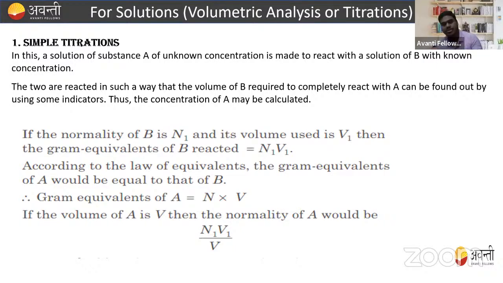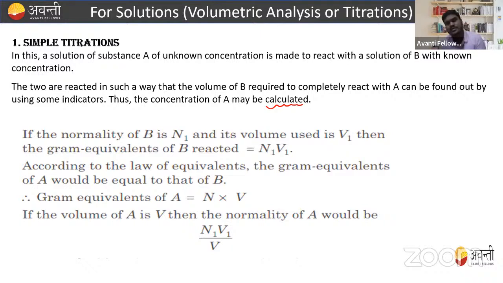It means there are two solutions, and one of them has a known concentration, while for the other we don't know the concentration. The two are reacted in such a way that the volume of B required to completely react with A can be found out by using some indicators. Thus the concentration of A may be calculated. So in this method, basically we calculate the concentration of the unknown solution, right?